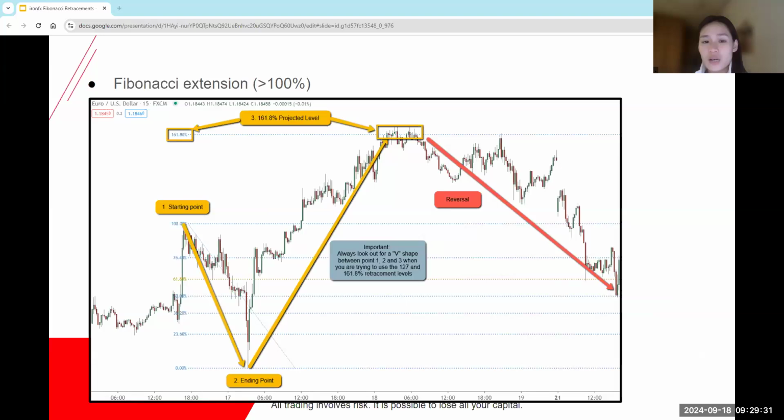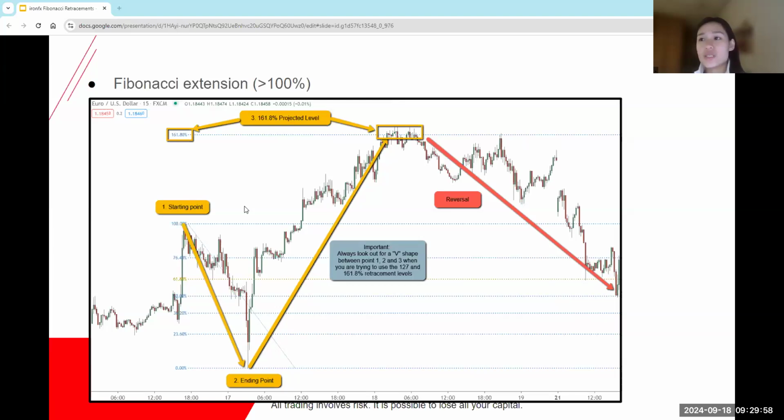Another example, this example, we are looking at Fibonacci extensions. So the levels that are greater than 100. Again, I'll just briefly go through the idea behind it. So for this, we are looking for a kind of a Nike tick shape. So if you follow the yellow arrows, you can see a very clear shape. Starting point and ending point follows the head, so the shorter part of the tick.